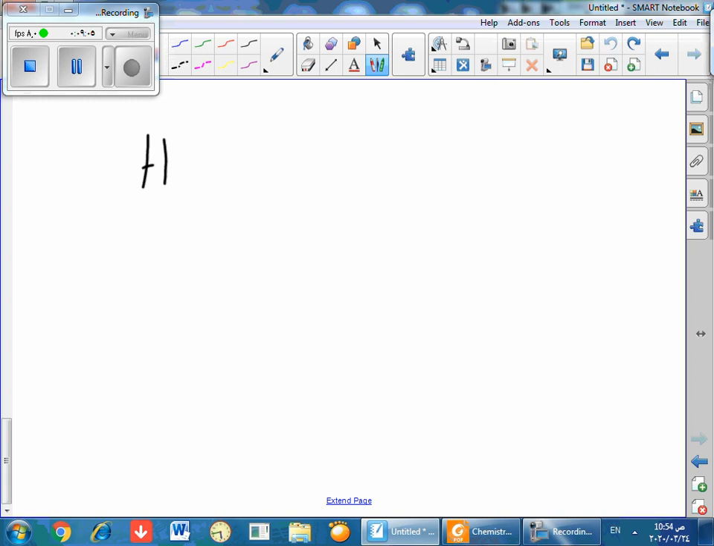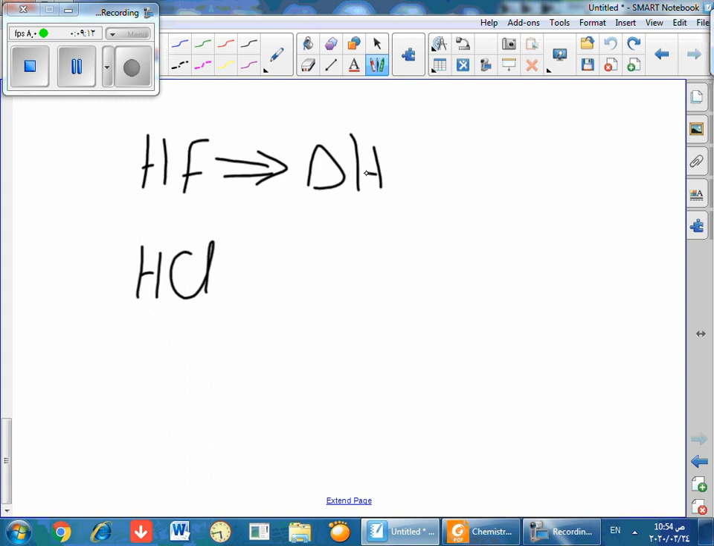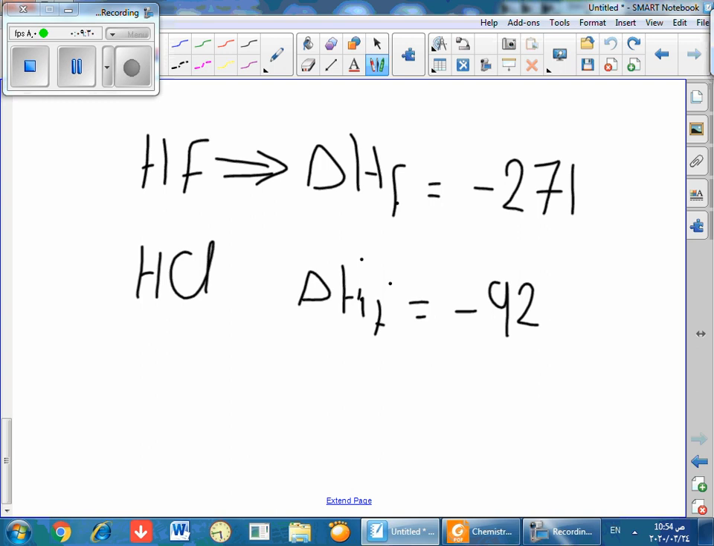HF and HCl. HF delta H of formation equals negative 271, and HCl delta H of formation equals negative 92 kilojoule per mole.